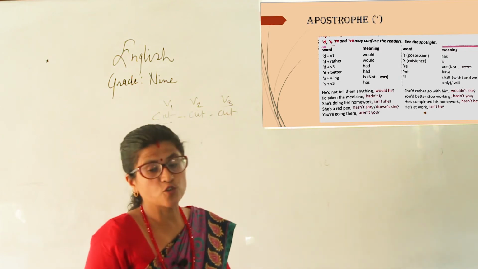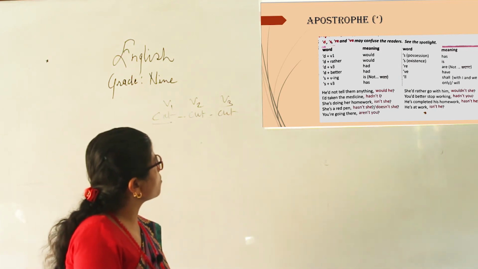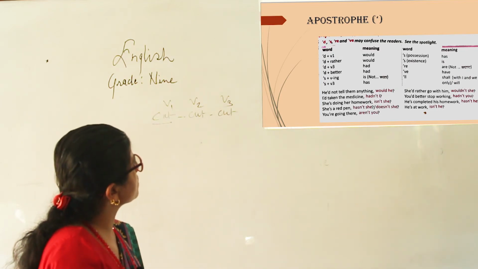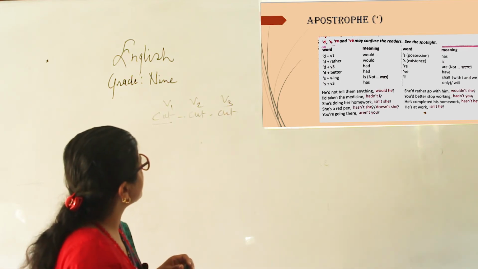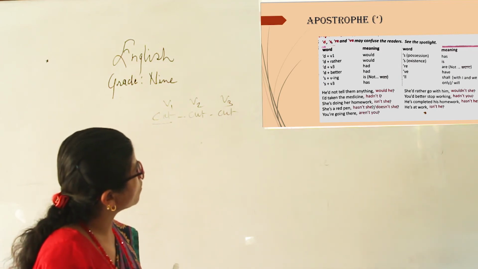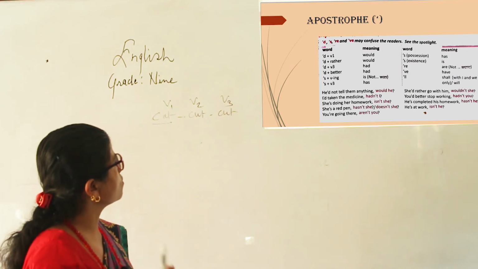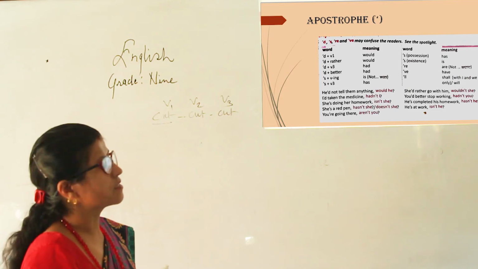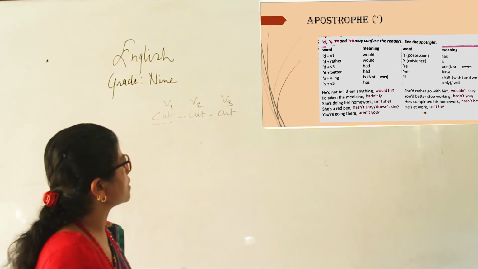Let's see. You can see apostrophe D, apostrophe S, apostrophe RE, and apostrophe VE, which may confuse the reader. See the spotlight. Apostrophe D plus B1 means it is always would. And apostrophe D plus B2 also means would. And apostrophe D plus B3 means that is had. Apostrophe D plus B3 means that is had.